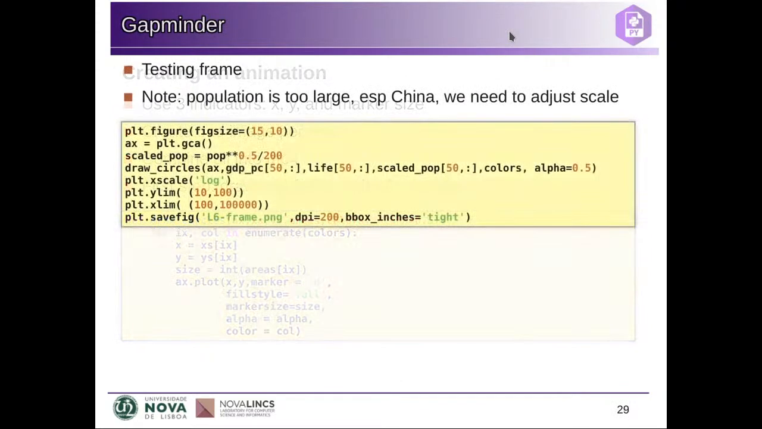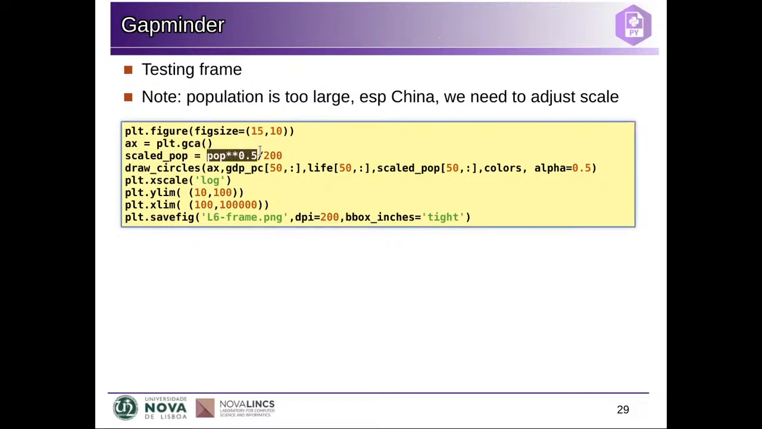The problem is that if we just use population for the size of the marker without changing anything, then China will be a huge marker and cover the whole plot. So we're going to use the square root of the population and scale it by 200, so we have a size of the marker that is more reasonable. And now we're going to draw the circles for these countries. We're going to draw the circle for row 50, just in our data, but we're going to use all the columns in row 50 for per capita GDP.